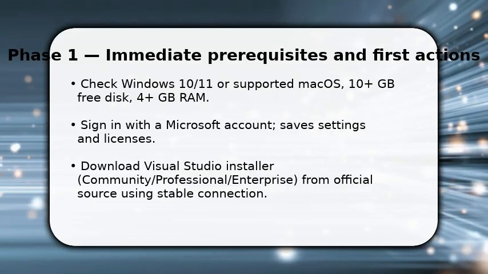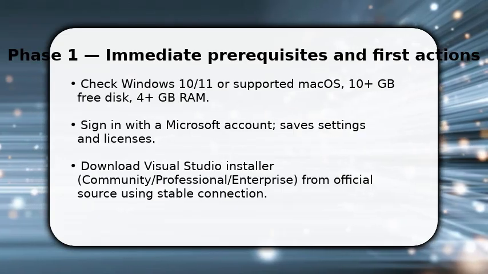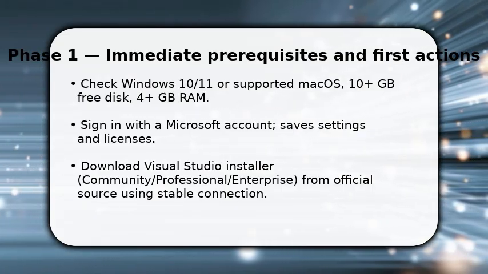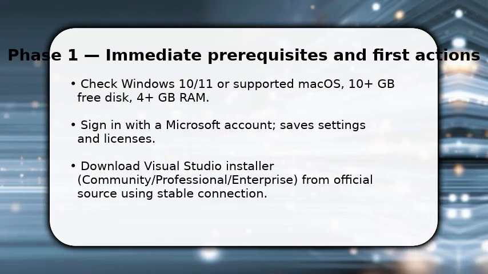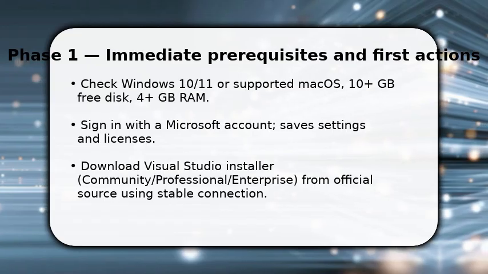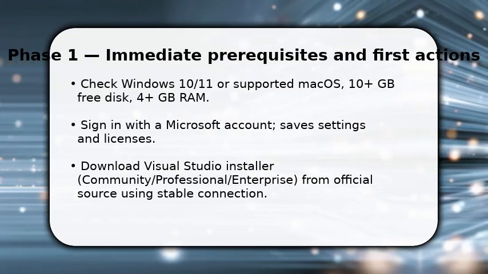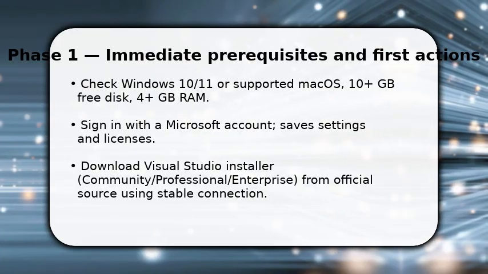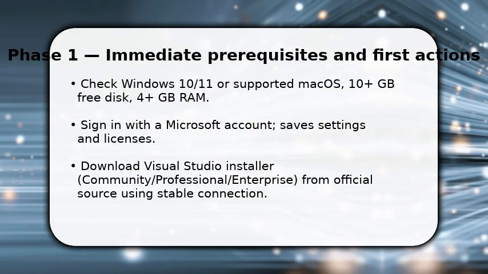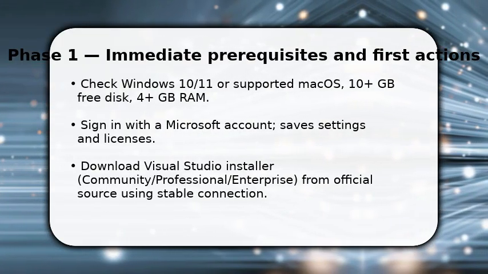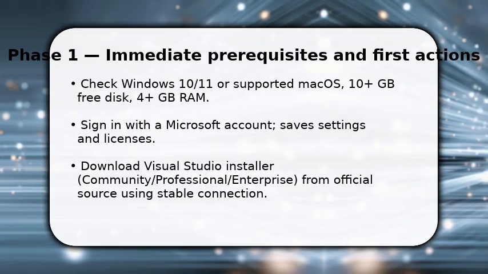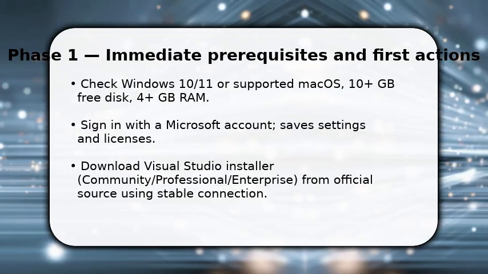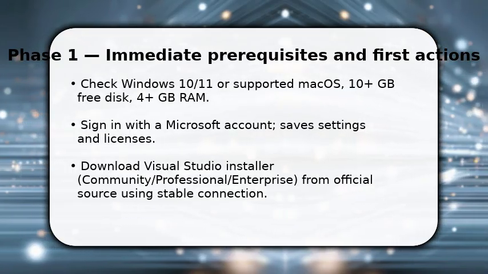You begin by confirming system requirements and freeing up at least 10 GB of disk space. This prevents mid-install failures. Once done, sign into your Microsoft account to link your license and settings. Next, download the Visual Studio Installer Edition you need. Community is free for most users. Make sure to run the installer as administrator so it can register components. You're now ready for the installer to present workload choices, which we'll pick in the next step.